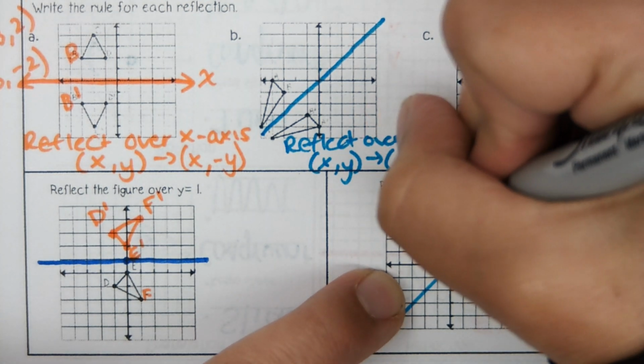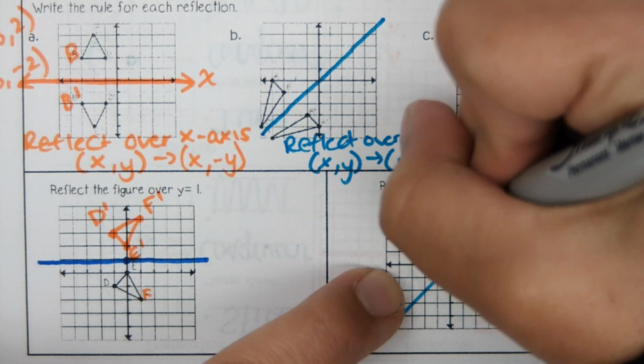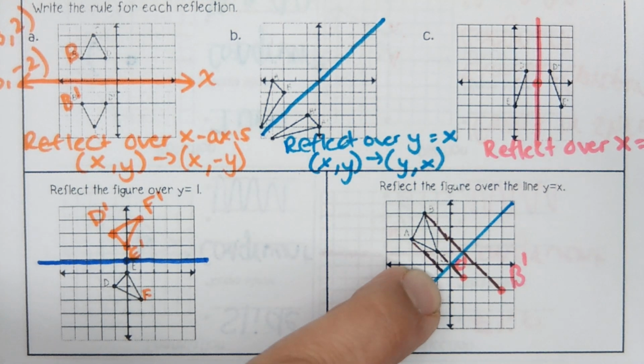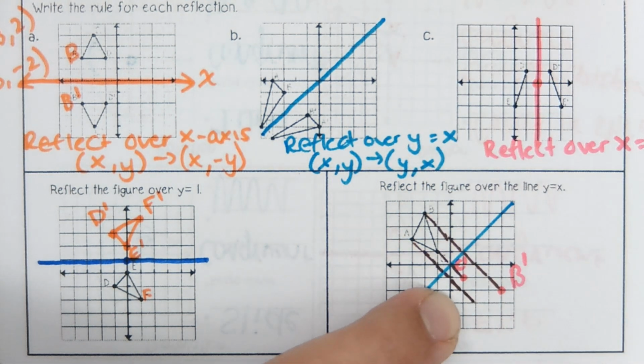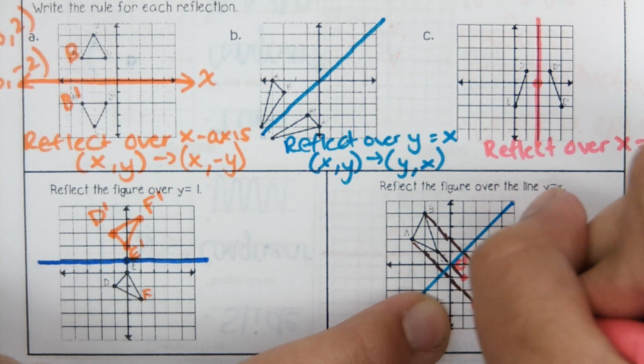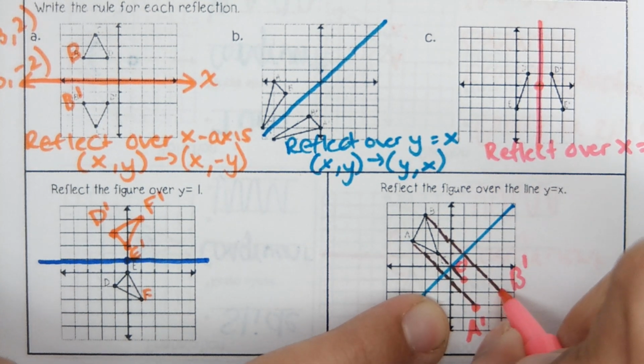And then A, same thing, just count the diagonals. 1, 2, 2.5 to the line. So I can count half, 1, 2, and A prime. And then connect my dots.